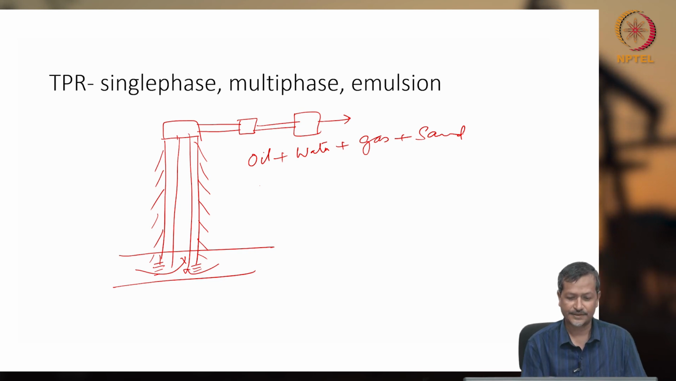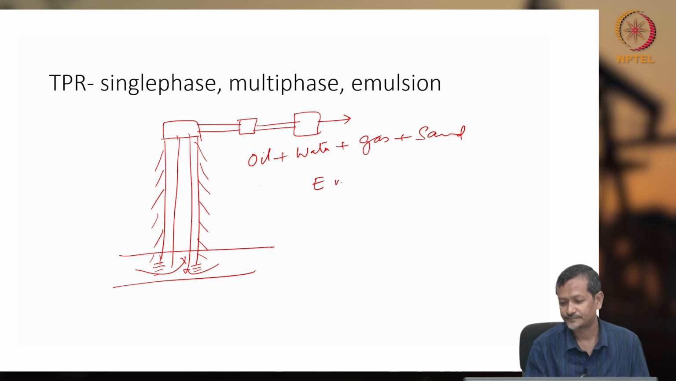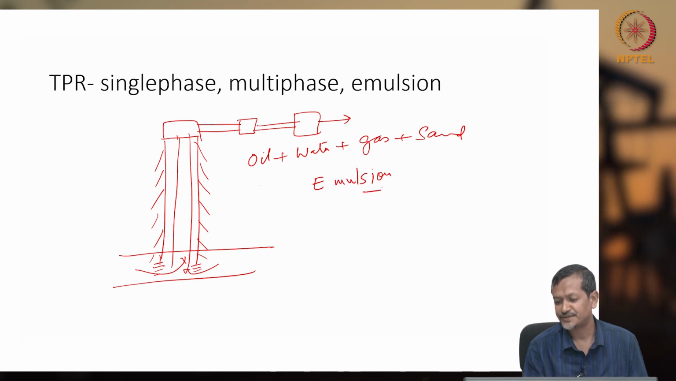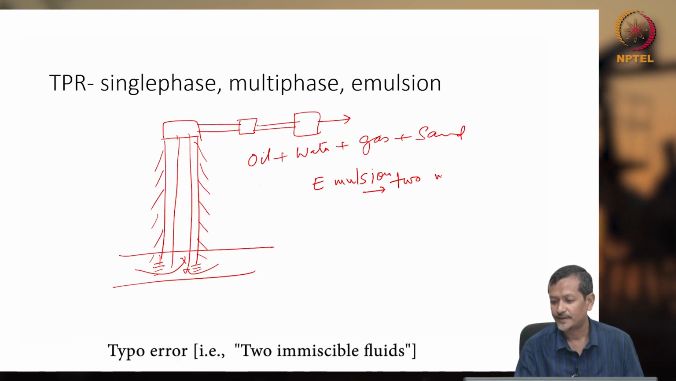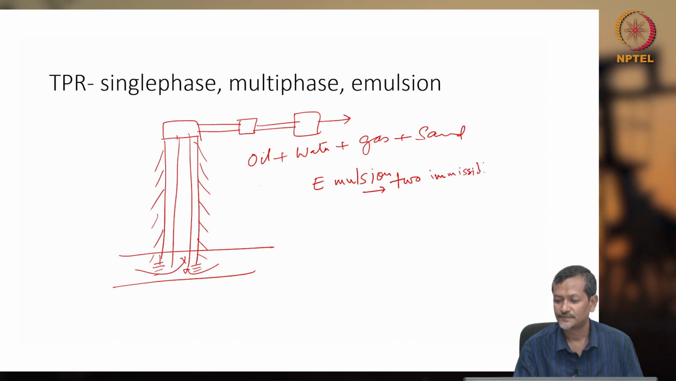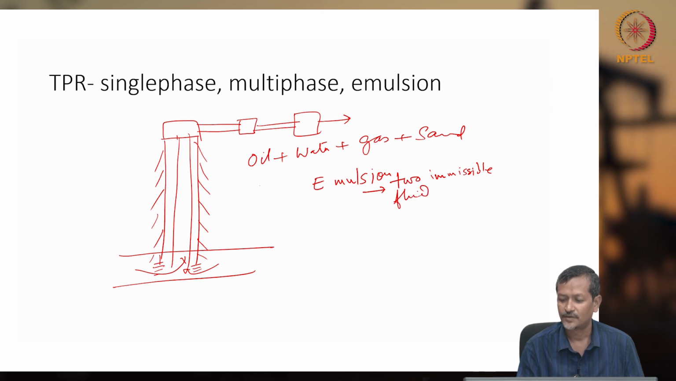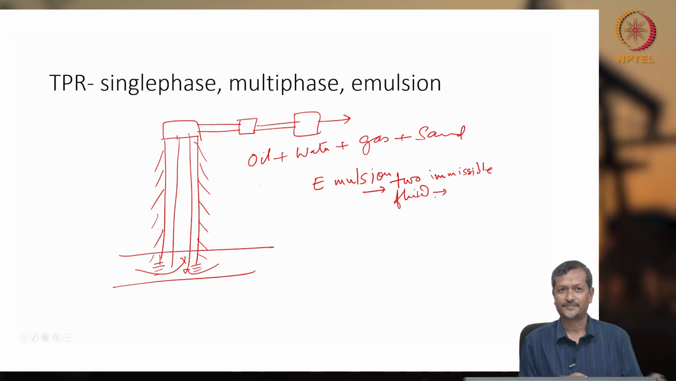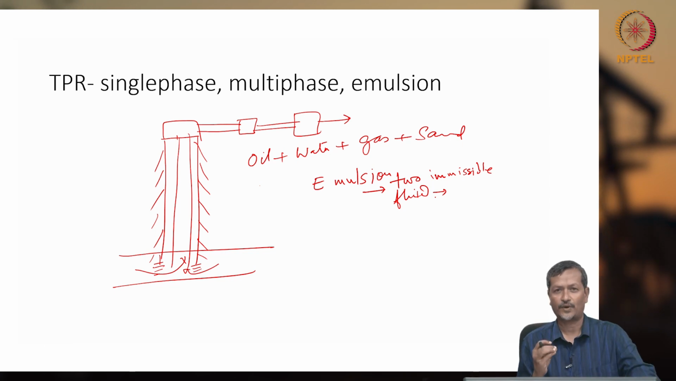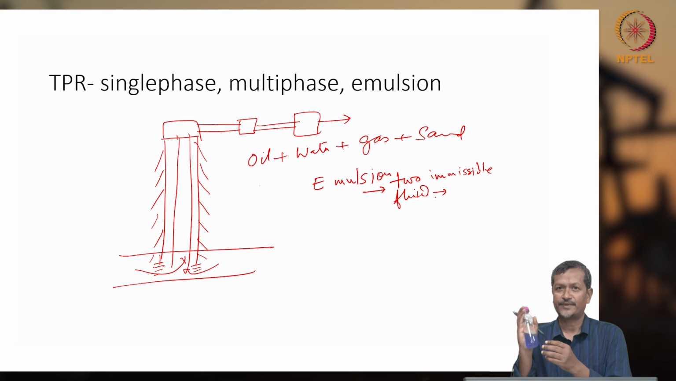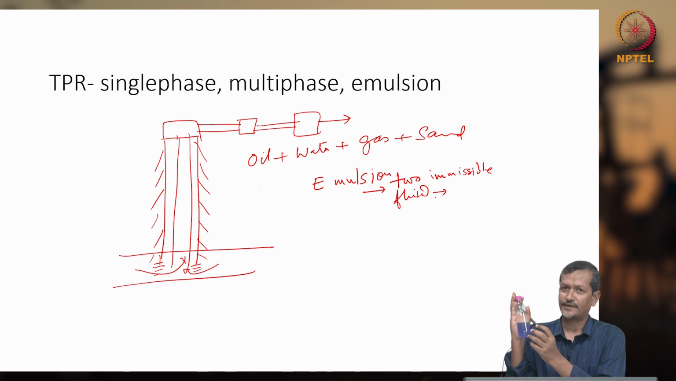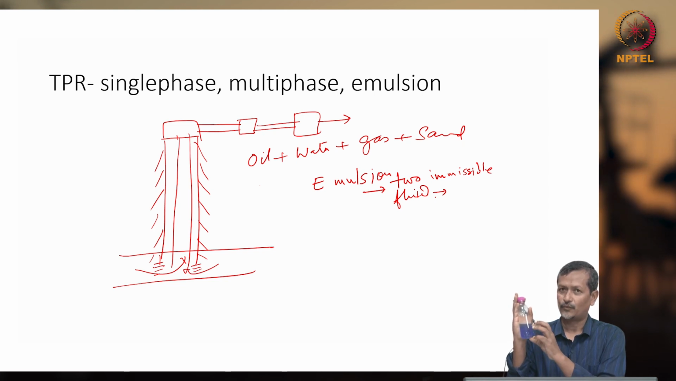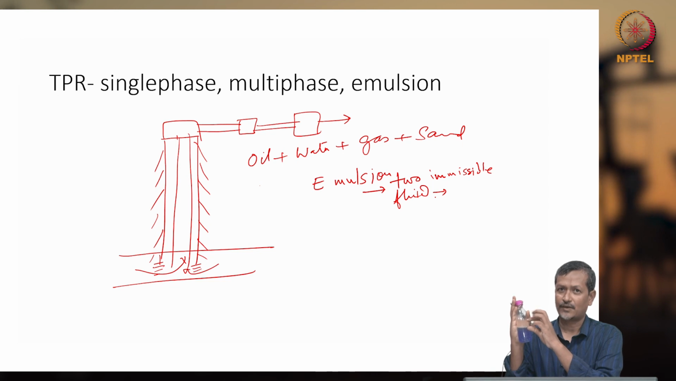So emulsion is the definition. Emulsion is defined as two immiscible fluids mixed together. For example, immiscible fluids may be oil and water. For example this one, it is having two fluids in this bottle. You can see one portion is having water, another portion is having oil.